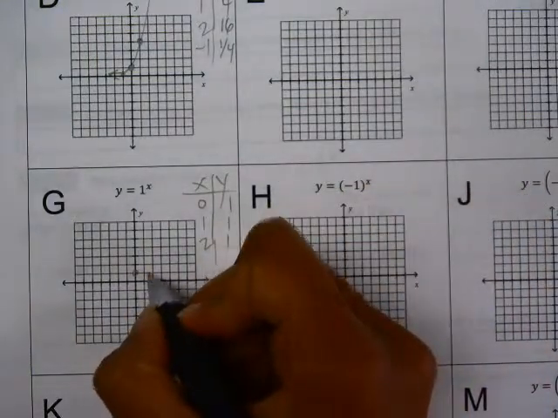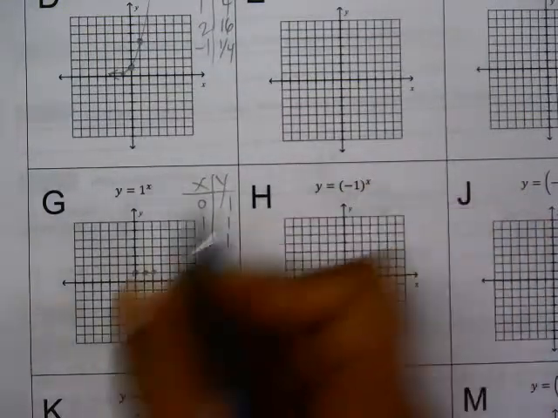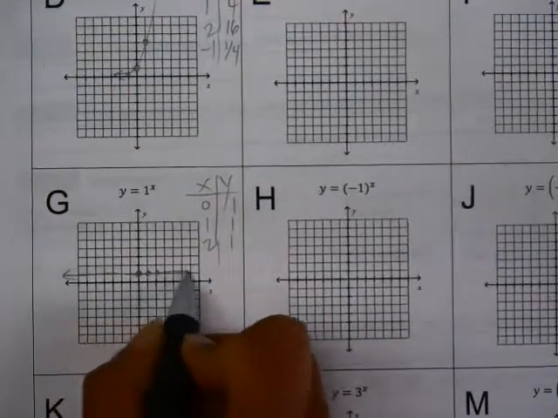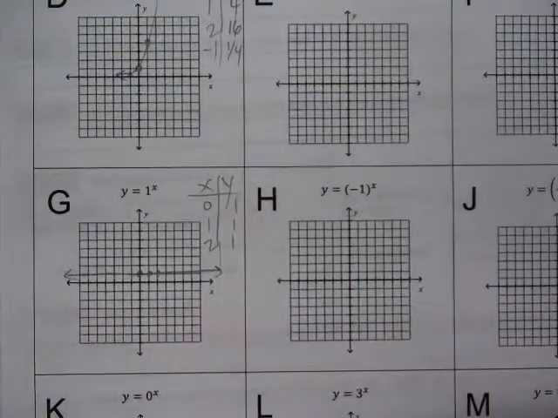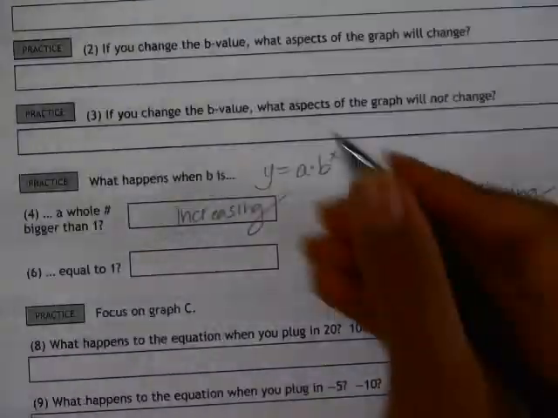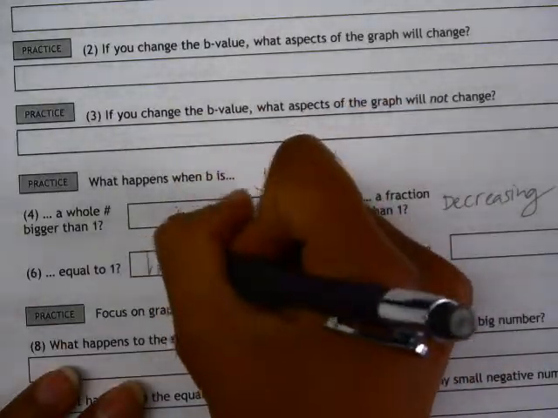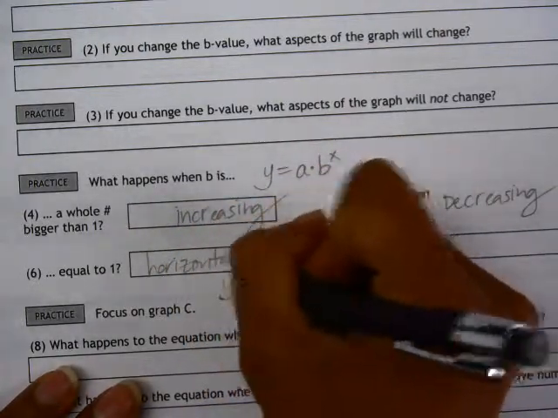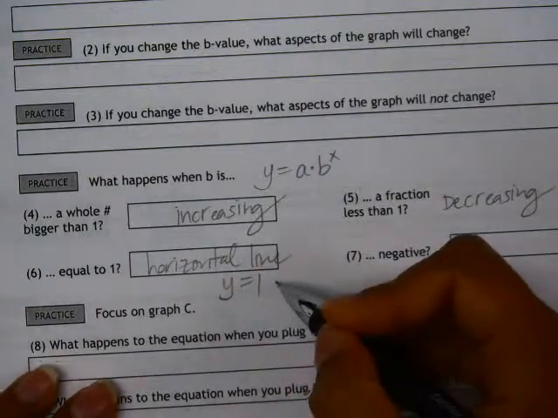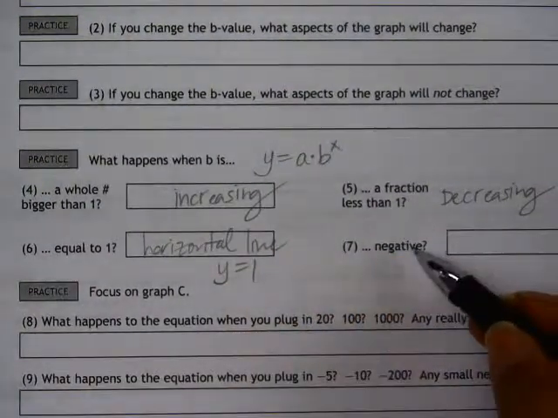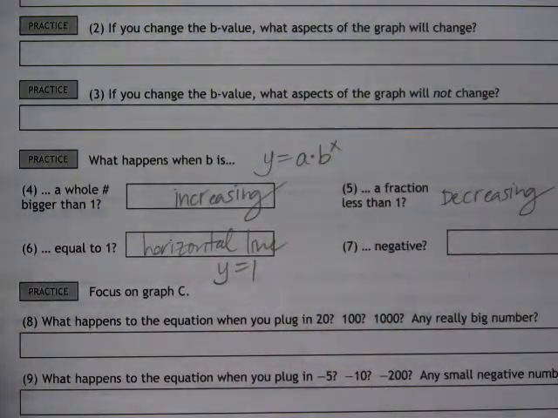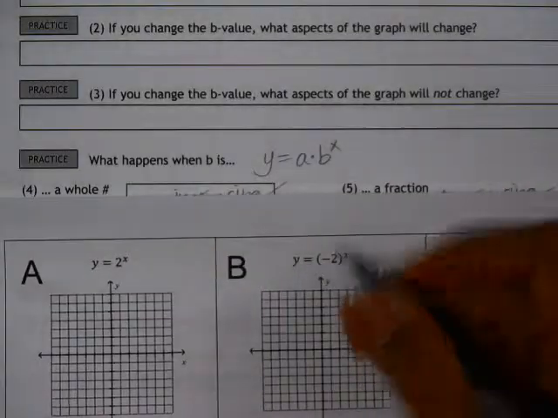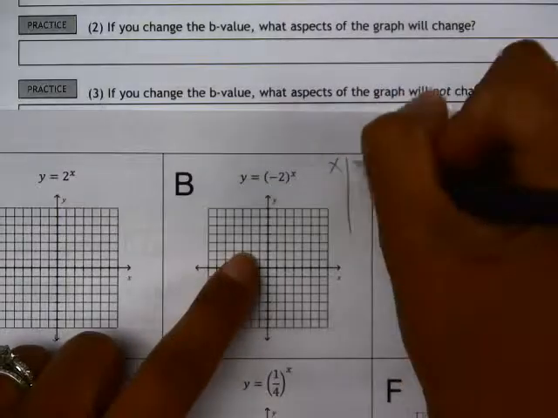So if y is always equal to 1, then you just have a horizontal line for your graph. So here we have a horizontal line. The equation of that line is y equals 1. Lastly, when b is a negative number, let's look at, for example, graph B, negative 2 to the x.